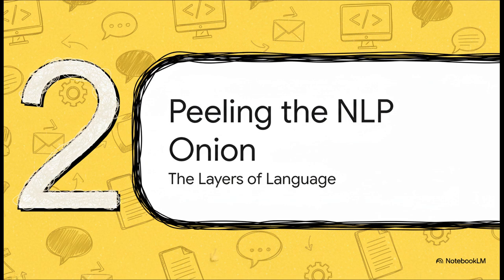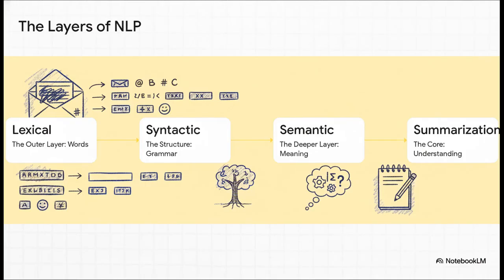So how do we tackle it? There's a brilliant metaphor for this whole process. Think of understanding language like peeling an onion. You can't just slice right to the center to get the meaning. You have to go layer by layer. And these are the layers of that onion.